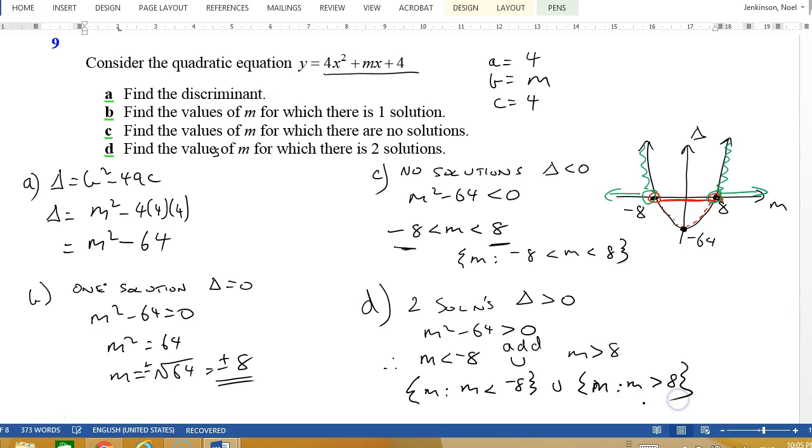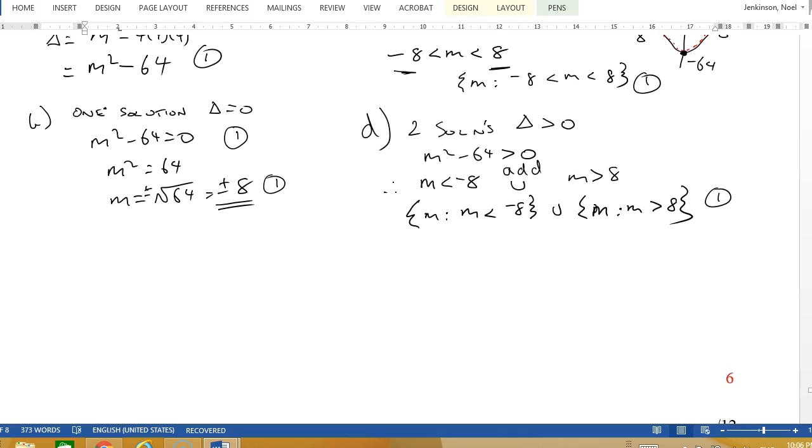Okay, how did we mark this question? We gave 1 for finding the discriminant in terms of m. We gave 1 for knowing that to have one solution that had to equal 0, and then 1 for getting those two solutions, the plus and minus 8. We gave 1 for this diagram or some similar algebra if you did it that way. We gave 1 for this answer for the no solutions where the discriminant is less than 0, and we gave 1 for this answer where we found the values of m so the discriminant was greater than 0. 1, 2, 3, 4, 5, 6. I believe that question's worth 6. That concludes part 3 of the quadratic test solution.